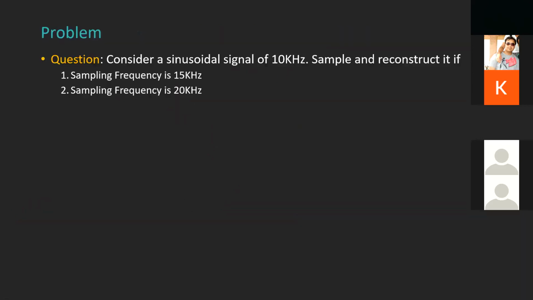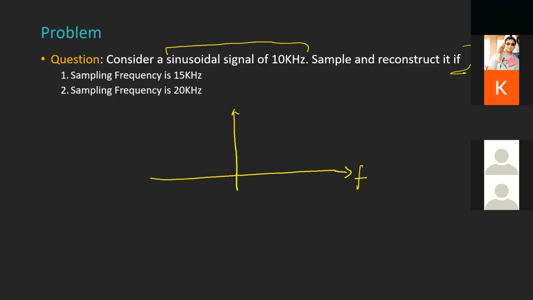Okay, I would like you to take 2 or 3 minutes to think of an answer to this question. Let's say we have a sinusoidal signal of 10 kilohertz. I want some answers from your side: if I have to plot this particular sinusoidal signal of 10 kilohertz on a frequency axis, where will the signal be? And let's focus on the first case only. Can anyone help me to draw the signal?